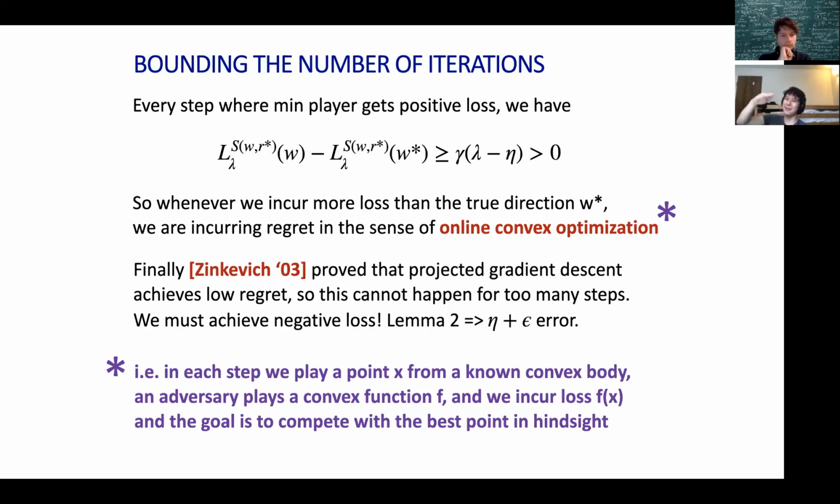And so as long as I'm getting big 0, 1 loss, I'm getting big regret. Gradient descent cannot get big regret for a long time. It would violate the guarantee for gradient descent. So sort of proof by contradiction, at some point your 0, 1 loss actually has to become good. So at some point, on all of these slabs, the loss is negative. Then by lemma 2, you get eta plus epsilon 0, 1 loss. And that completes the proof for the proper learner.